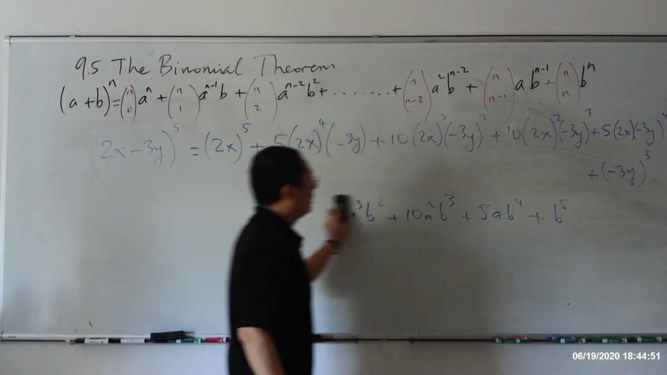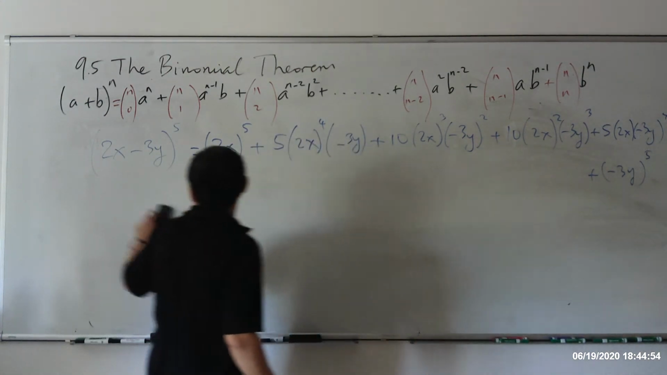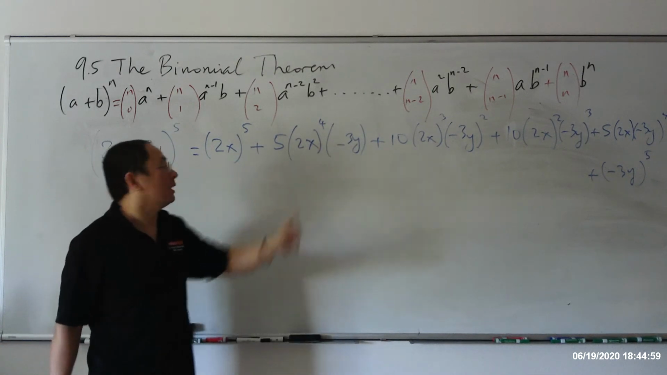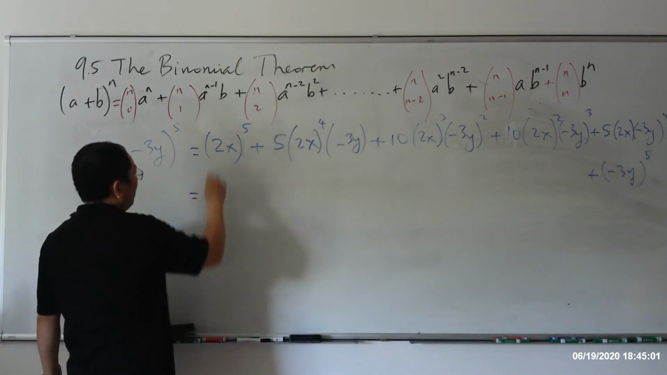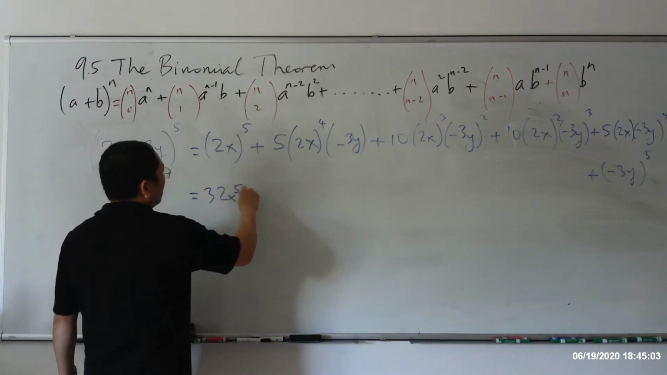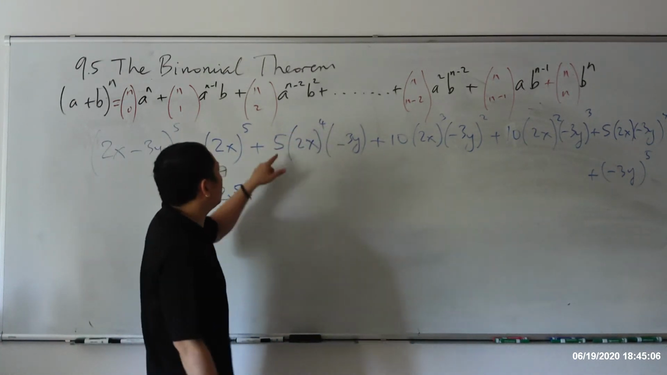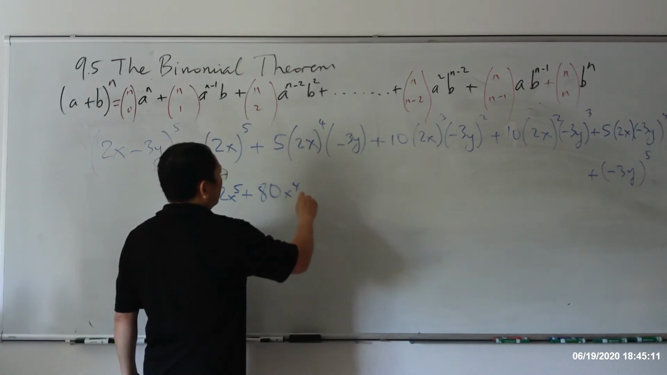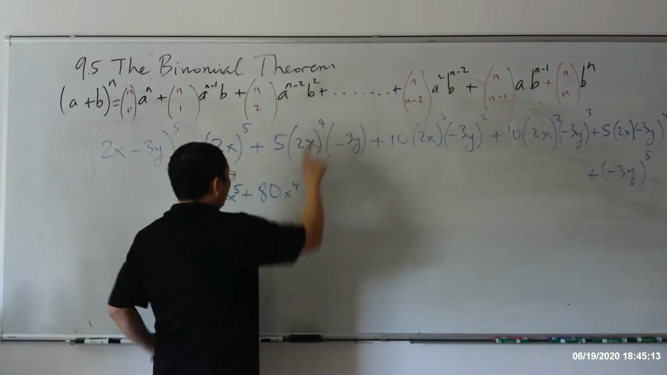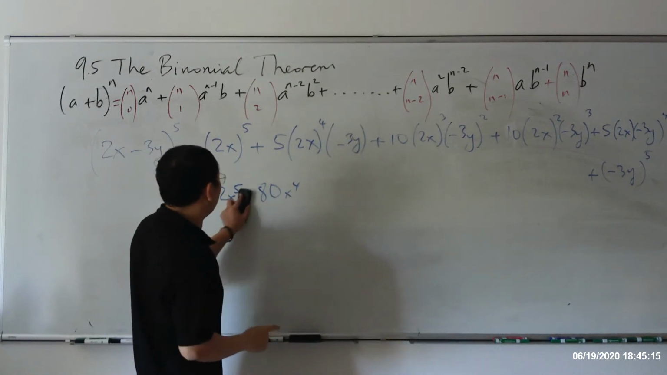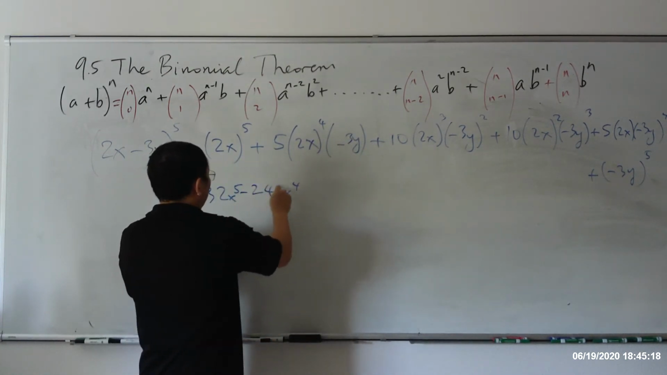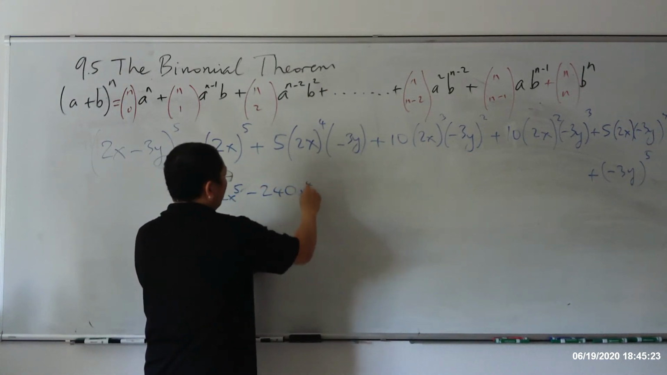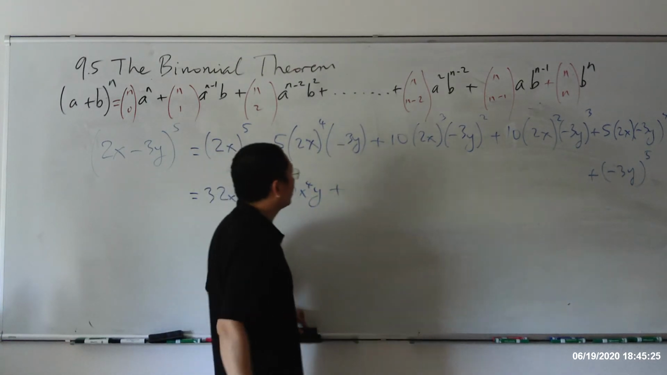Now simplify. The only thing I try to emphasize in this example is that you may have a subtraction instead of addition, and you treat that as a part of the second term. So 2 to the 5th is 32, x to the 5th. Then 2 to the 4th is 16, 16 times 5 is 80, x to the 4th, and then you times negative 3y. So negative 3 times 80 is negative 240. See, so it's a subtraction. Negative 240 x to the 4th y.